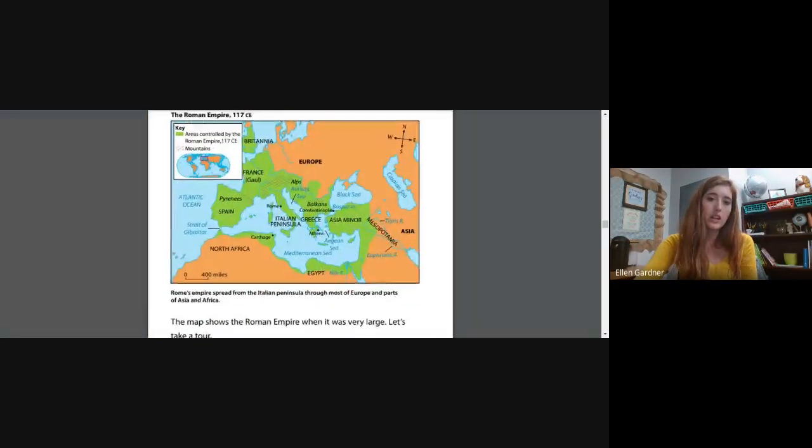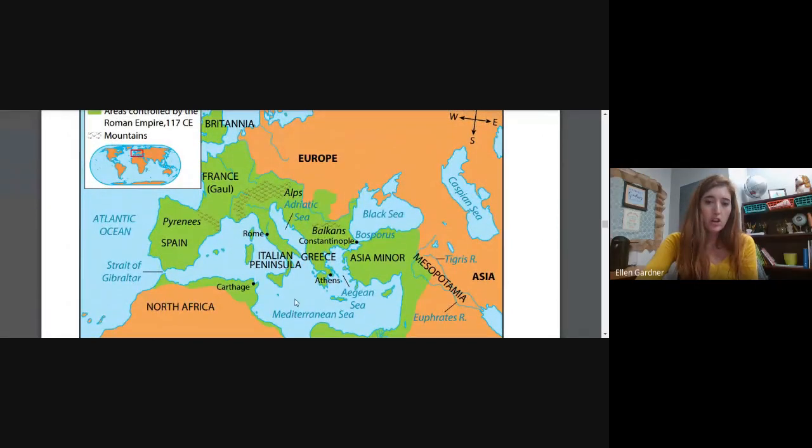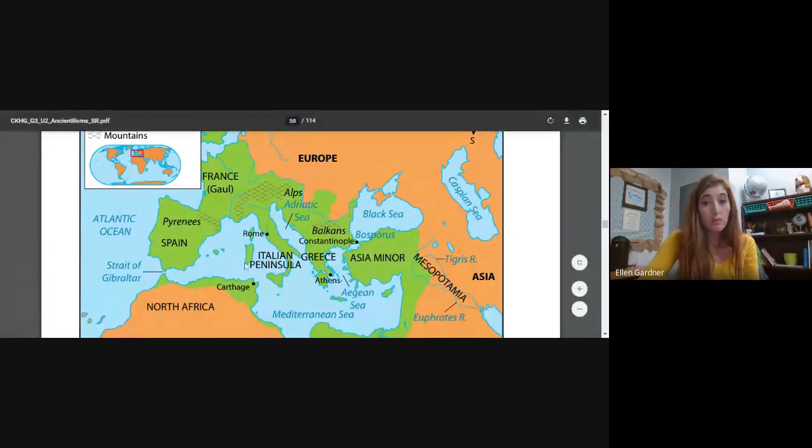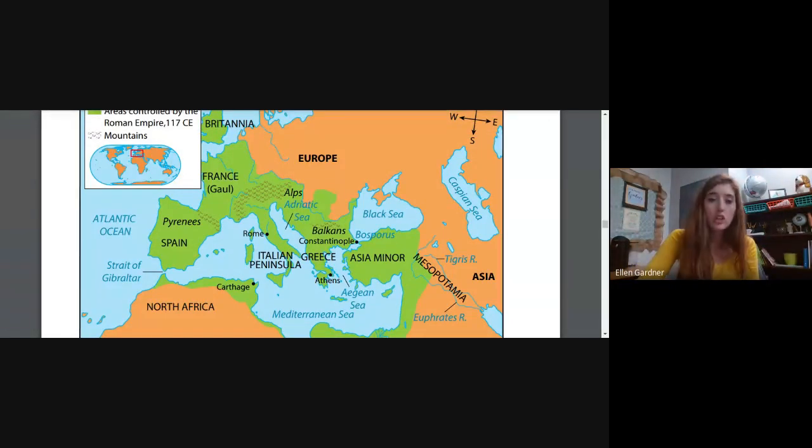Here is what that looks like. Here's the Roman Empire. So this is where the city of Rome is located and still is located today. Now all of this that is green at one point was part of the empire. So this is basically the entire continent of Europe that they had under their charge.